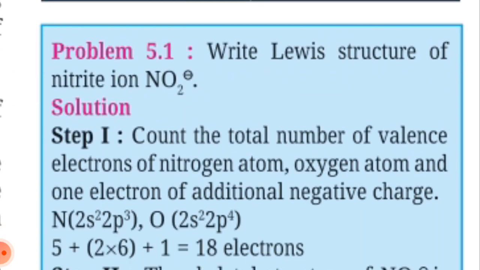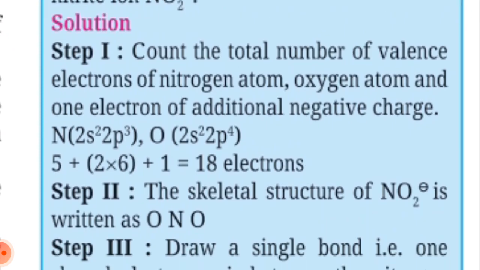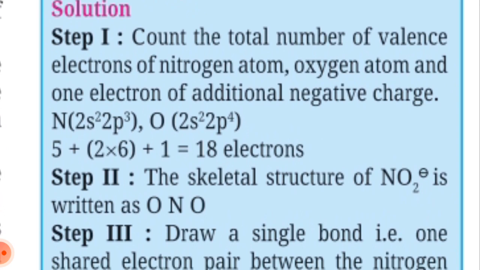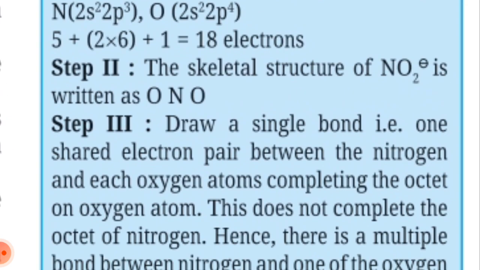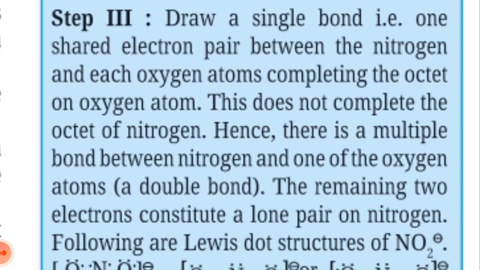Problem 5.1. Write the Lewis structure of the nitrite ion, NO2 minus. Step 1. Count the total number of valence electrons of the nitrogen atom, the oxygen atoms and one electron for the additional negative charge. Nitrogen is 2s2 2p3, oxygen is 2s2 2p4. 5 plus 2 multiplied by 6 plus 1 is 18 electrons. Step 2. The skeletal structure of NO2 minus is written as O N O. Step 3. Draw a single bond, that is one shared electron pair, between the nitrogen and each oxygen atom, completing the octet on the oxygen atoms.